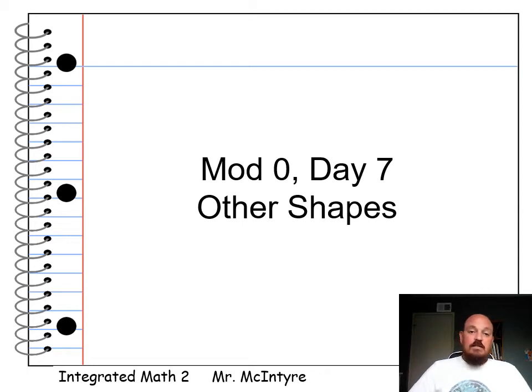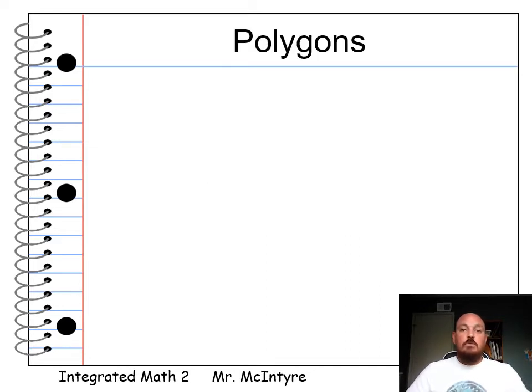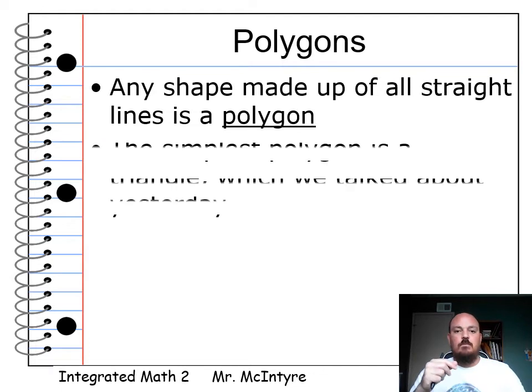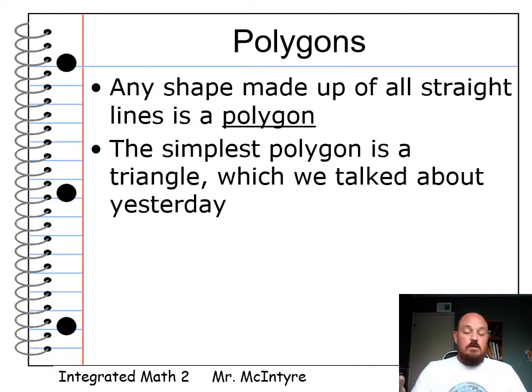So yesterday for day 6, I said the shape that we're going to spend the most time studying this semester is a triangle. Today I want to just quickly show you some of the other shapes we're going to see. So let's start with a polygon. A polygon is any shape that's made up entirely of completely straight line segments. So the triangle actually is a polygon. In fact, it's the simplest polygon, the one with the fewest number of sides. But we are going to talk about some polygons with more sides than that.